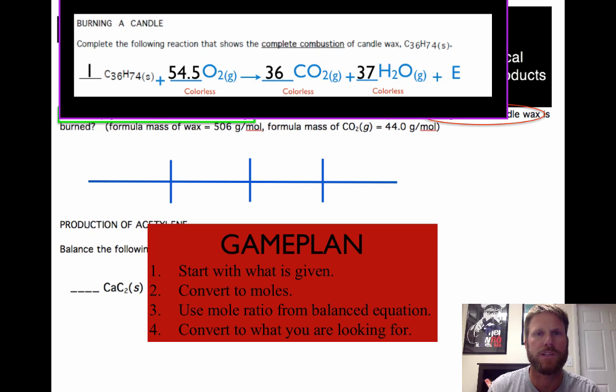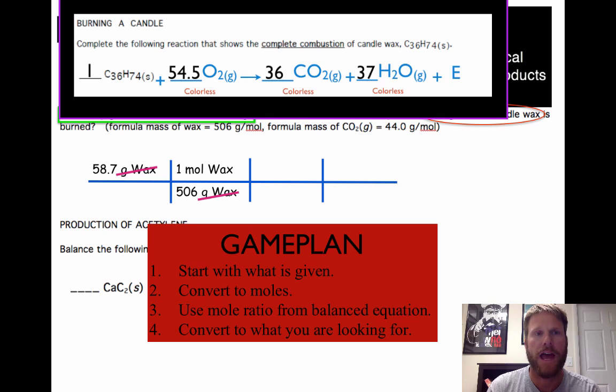We're going to start with what's given, 58.7 grams of wax. We are going to convert that to moles. You convert a mass to moles by using the formula mass. The formula mass for wax is 506 grams per mole. This will allow us to cancel the grams of wax. Step 3 then is to use the mole ratio from the balanced chemical equation.